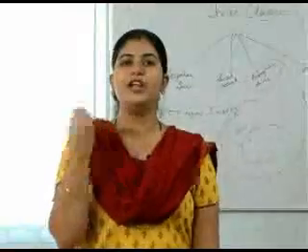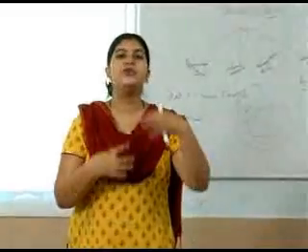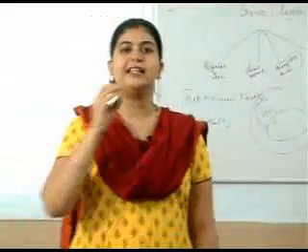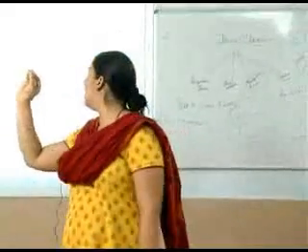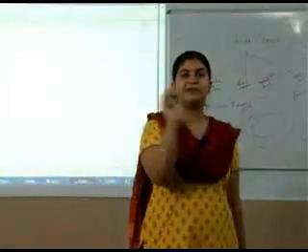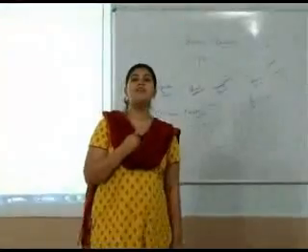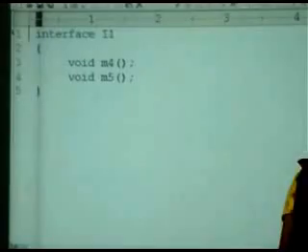Now if I want to give a body to these particular methods M4 and M5, what do I need to do? I need to create a class, and in the definition of the class, class ABC implements I1. When I say class ABC implements I1, then it is compulsory for me to provide the implementation of M4 and M5. Now suppose I don't want to do that.